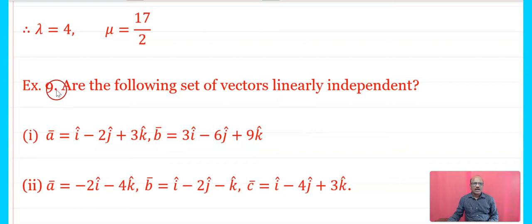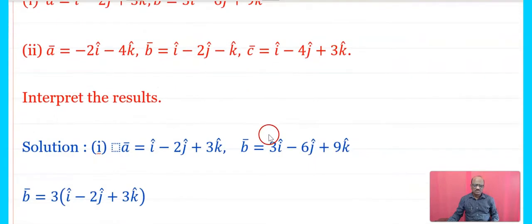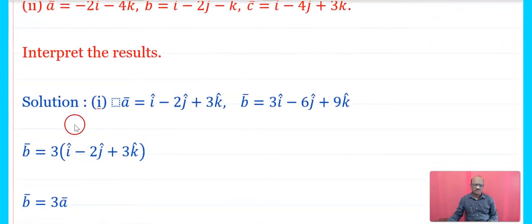Next: are the following sets of vectors linearly independent? The first vector ā = i cap − 2j cap + 3k cap, and the second b̄ = 3i cap − 6j cap + 9k cap. Now the solution. Vector ā = i cap − 2j cap + 3k cap and b̄ = 3i cap − 6j cap + 9k cap.